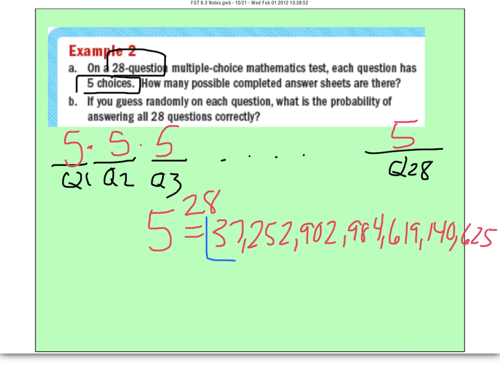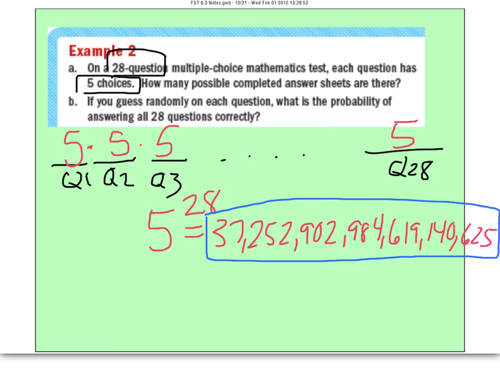This here is how many different ways you could answer a 28 question multiple choice test if there were 5 answers each. And if you look at this, how to even say this would be hundreds, thousands, millions, billions, trillions, quadrillions, and quintillion.